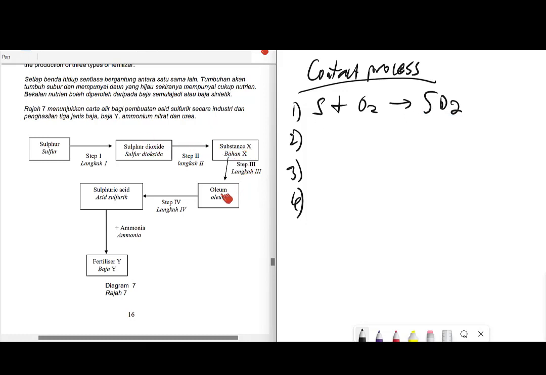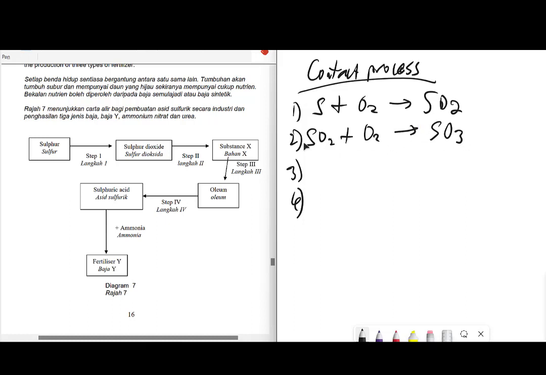Alright, then the second step will continue from SO2, and then you're going to get substance X before you come to oleum. So how do you make this substance X? And what is actually the identity of this substance X? So we know that SO2 can further oxidize in the presence of excess oxygen. So basically you continue from the SO2 here, and then you're going to write with excess oxygen, alright? And you're going to get something we call sulfur trioxide. So tri means 3, so it's SO3.